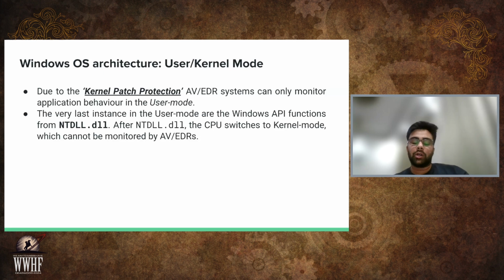So during a normal run, the code flow moves from user mode to kernel mode via the NTDLL. Whatever API functions we are calling go to APIs or functions that are already defined within the NTDLL file, and after that the CPU switches to kernel mode, and after that point no APIs can monitor what sort of APIs are being called.